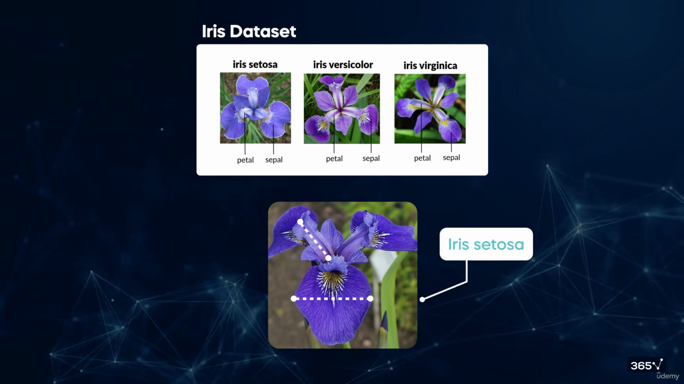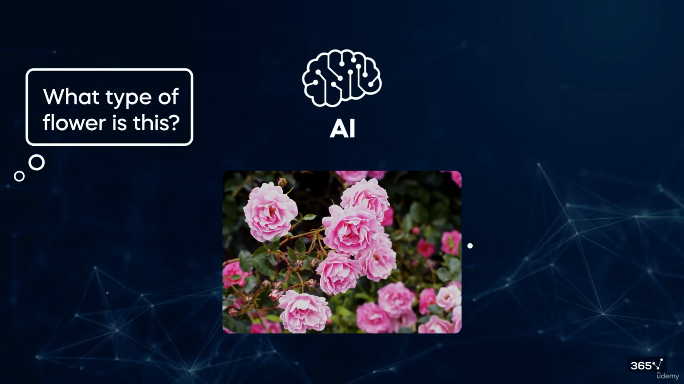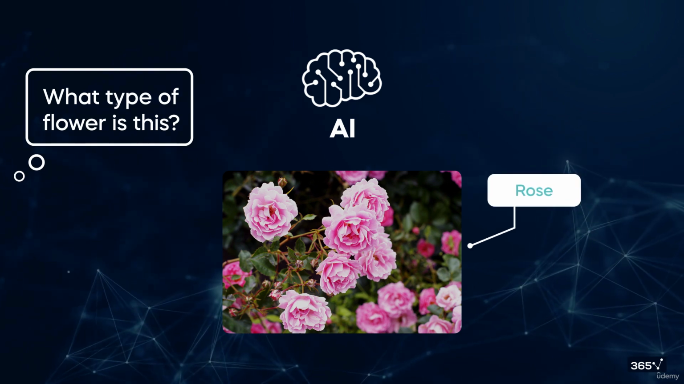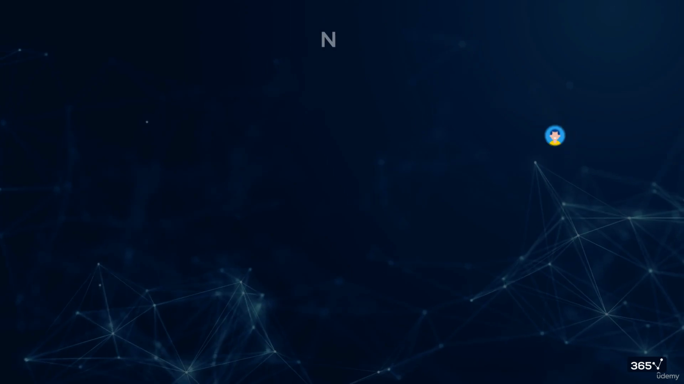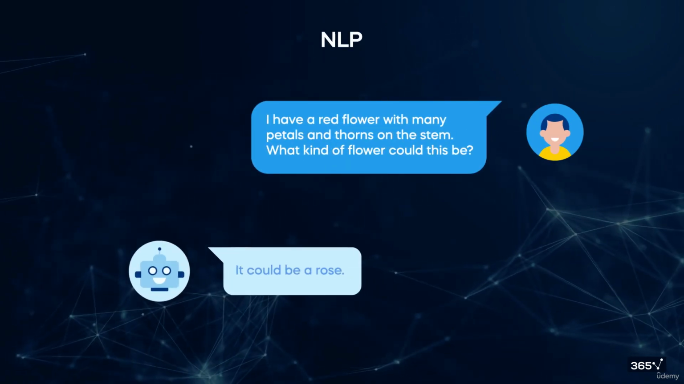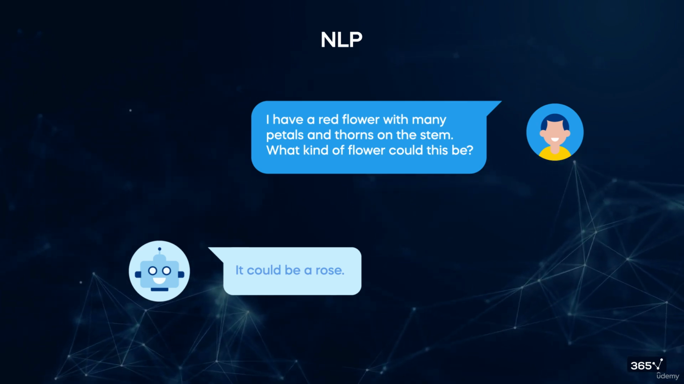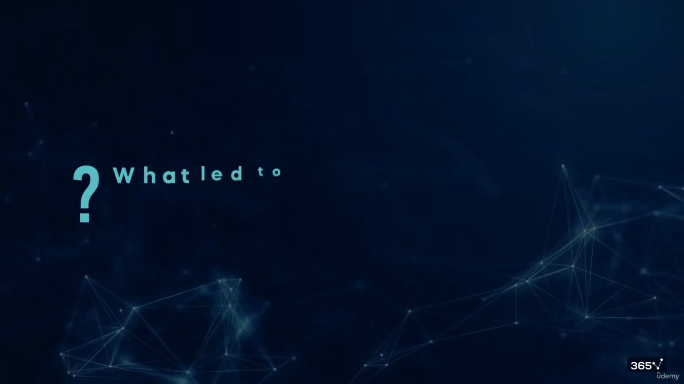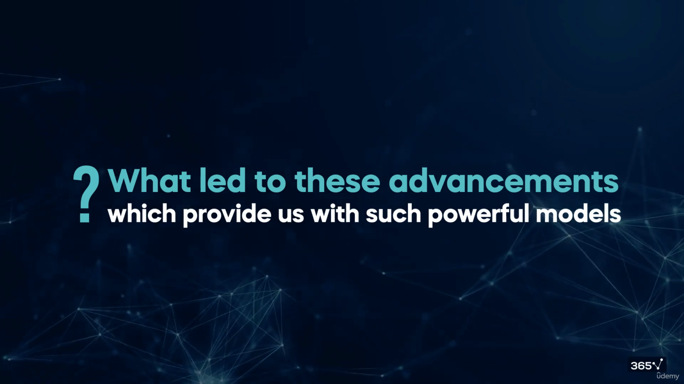But we've come a long way from there, and now we have machines where we can show a picture of a flower and ask what type of flower this is. In terms of natural language processing, we can build generative models capable of having conversations about flowers, where we could discuss different aspects of the flower and ask the model to identify our flower that way. So, what led to these advancements which now provide us with such powerful models?